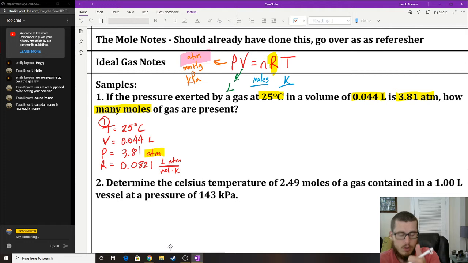Step number 1, good. Step number 2, what are we looking for in this problem? It says, how many moles of gas are present? Now, another thing that I've seen throughout many years of teaching is students will go like this.